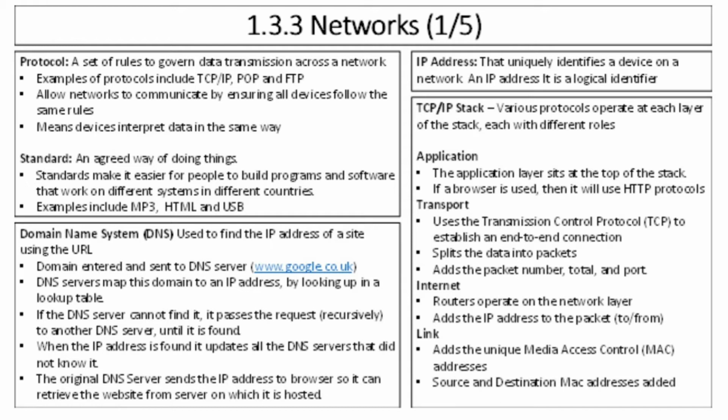A Domain Name System, a DNS, is used to find the IP address of a site using a URL. A domain is entered and sent to the DNS server, like www.google.co.uk. DNS servers map this domain to an IP address by looking it up in a lookup table.